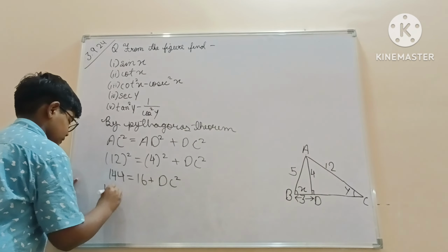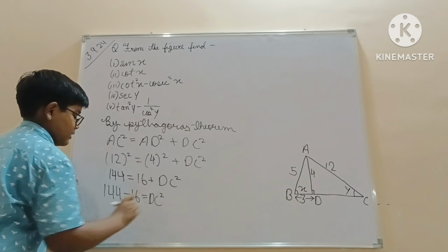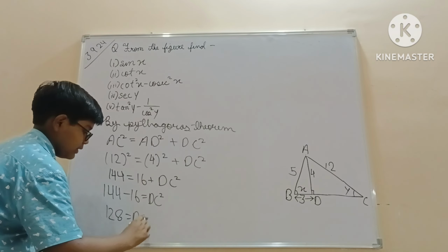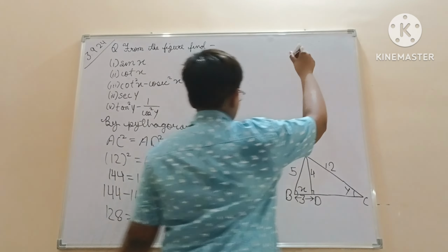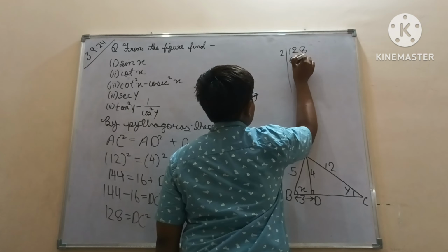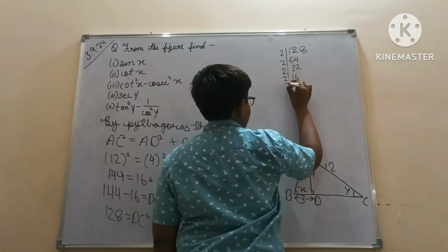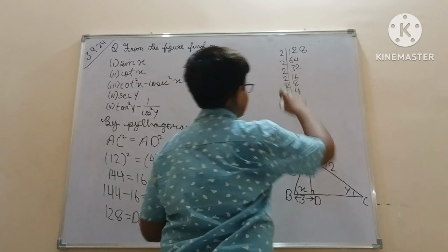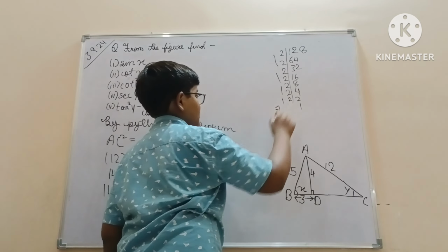Now 16 will be transferred here. 144 subtracted by 16 will give us DC square. 144 minus 16 is 128, which will be equal to DC square. Now here we will first take out the LCM for simplifying 128. 2 6s are 12, 2 4s are 8, 2 3s are 6, 32, 16, it will be 8, it will be 4, and now it will be 1. So there are 7 2s in a row, 1 2 3 4 5 6, and this is the 7th one.